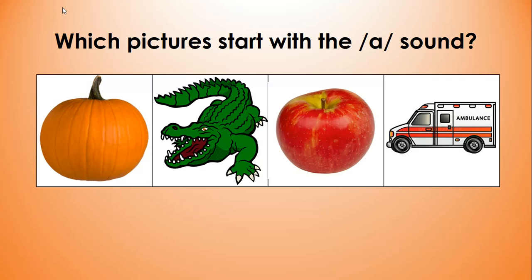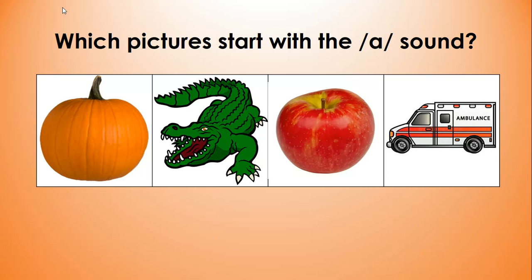Which pictures start with the short A sound? Pumpkin, alligator, apple, ambulance. Let's say them again. Pumpkin, alligator, apple, ambulance. What about pumpkin? Does pumpkin start with the short A sound? Because our mouth makes a different shape, it might be easier for you to realize that pumpkin does not start with a short A sound.